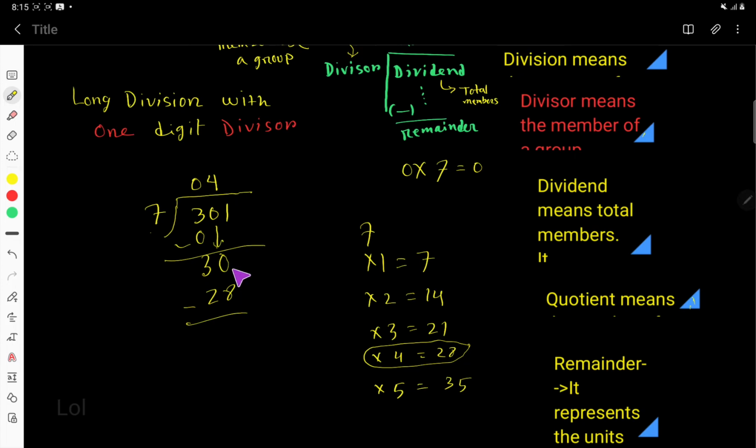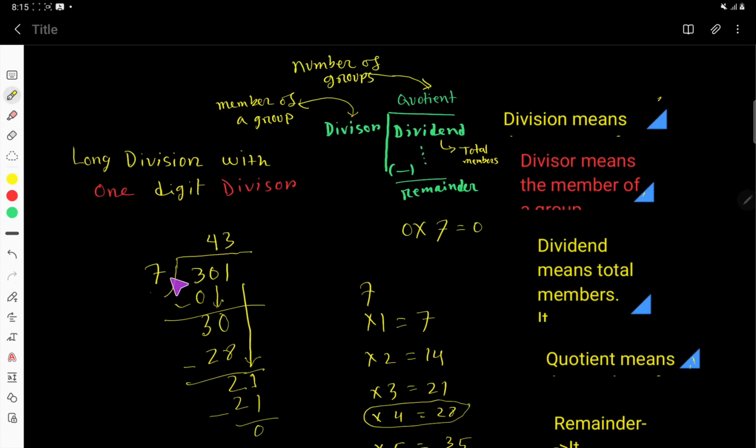If you subtract, then you are getting 2 here. Now bring down this 1. 7 goes into 21 how many times? Look, 7 times 3 is 21. If you subtract, you get 0. Since this 0 doesn't have any value, you can delete this. So 43 is the quotient, right? And this is the answer. So you can make 43 groups, and each group will have 7 members. So if you had 301 members, and you want to make groups of 7 members, then you can make 43 groups.